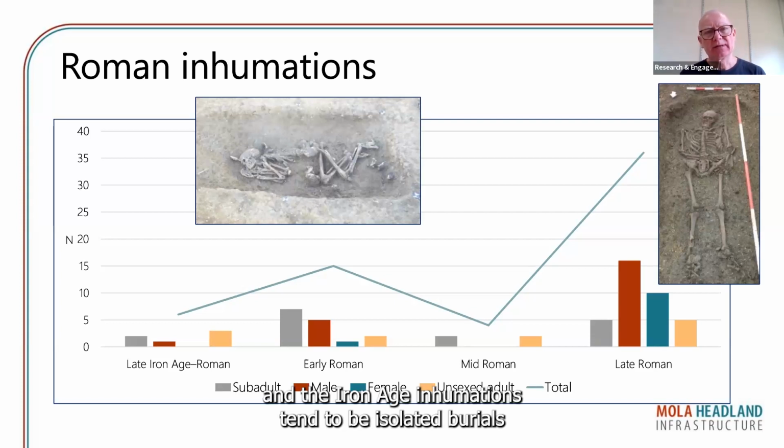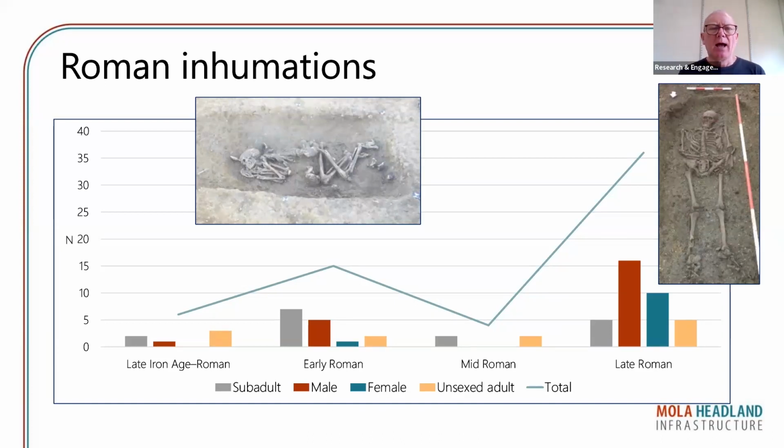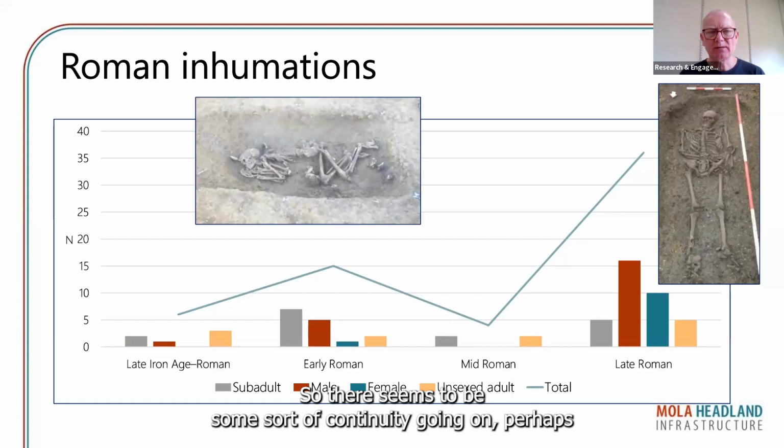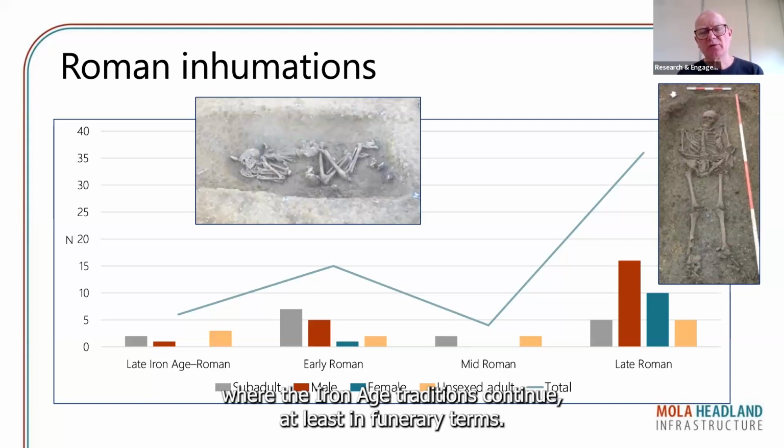And the Iron Age inhumations tend to be isolated burials, individuals laid on their side in a crouched or flexed position, sometimes with evidence that some of the limbs may have been tied or in some way restricted before burial. And we tend to see this continuing on the A14 into the Roman period itself. So there seems to be some sort of continuity going on, perhaps pockets of conservatism in certain rural areas where the Iron Age traditions continued, at least in funerary terms.